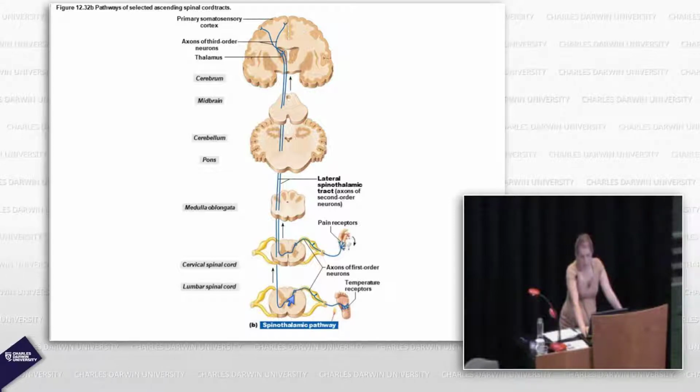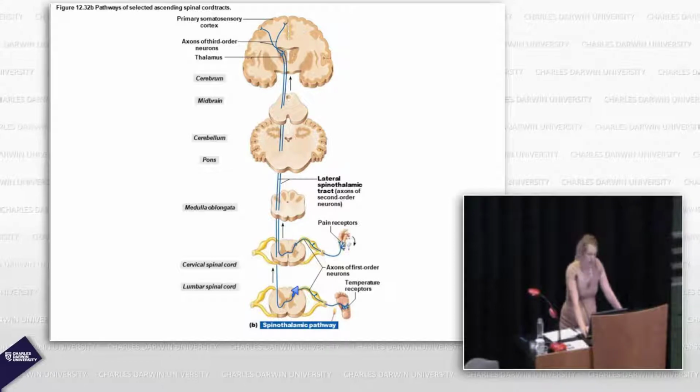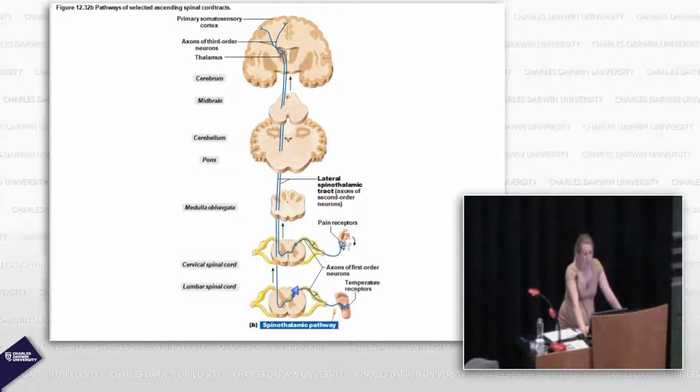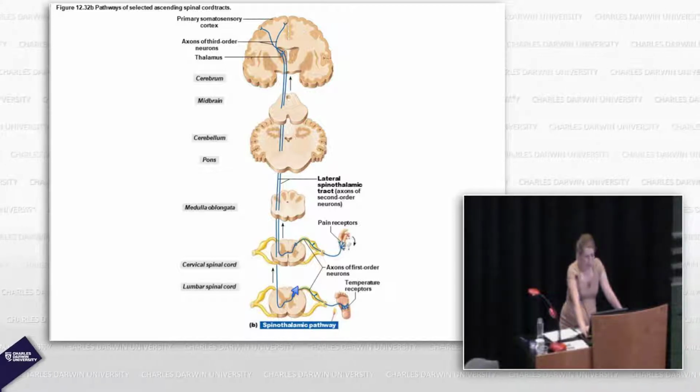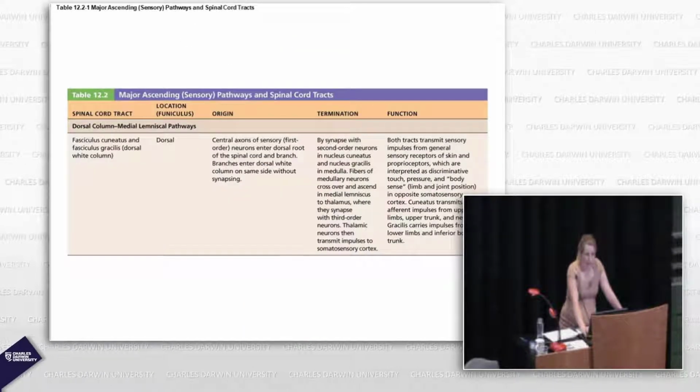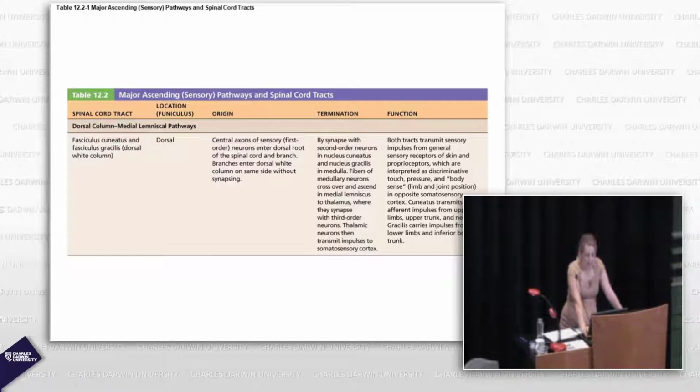Then travelling up, this one doesn't go through the pyramids of the medulla, and travels all the way to the thalamus, where we have our third order neurons. There's a lot more detail about these pathways in this table. Basically, you can have a read through, but I'm not going to go through all of that today.